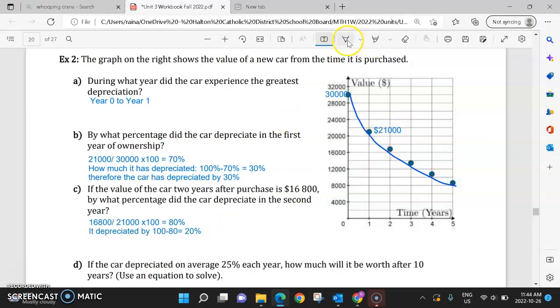So once again, the first year, it was down by 30%. And the second year, it's slightly less. It's decreasing a little bit less, and that slope is a little bit less steep. So that's 20%. And you'll see that gradually it kind of drops down by less and less of a percentage each time until it almost stabilizes, okay?